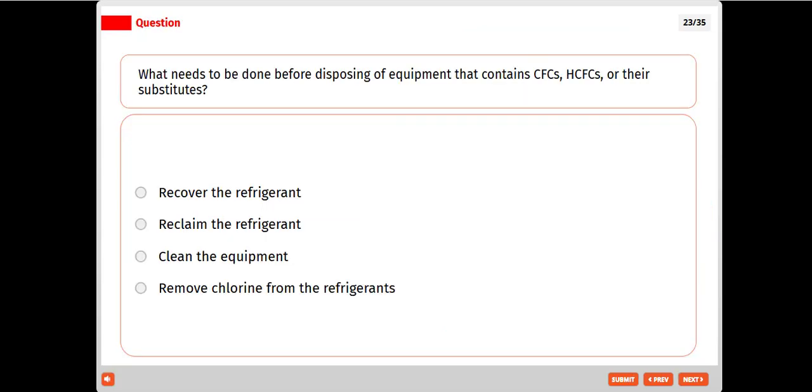What needs to be done before disposing of equipment that contains CFC, HCFC, or other substance? Recover the refrigerant, reclaim the refrigerant, clean the equipment, remove chloride from refrigerant. For disposing equipment.